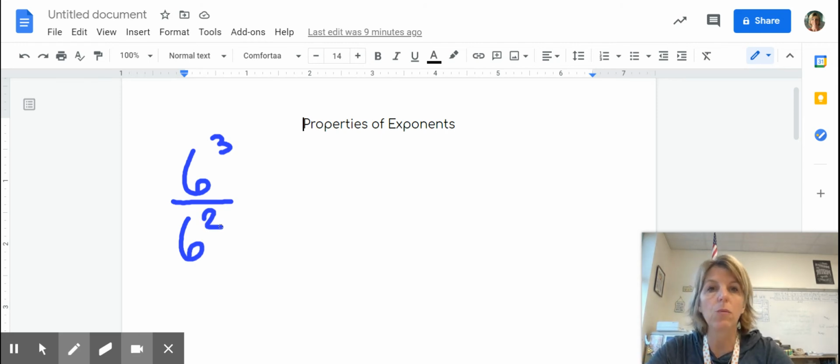And the rule is, when you divide, you're going to guess, right? When you multiply, you add. When you divide, you subtract. Exactly. It's the opposite way. So when you multiply, you add. When you divide, you subtract.